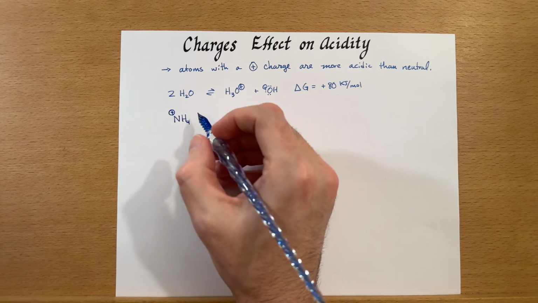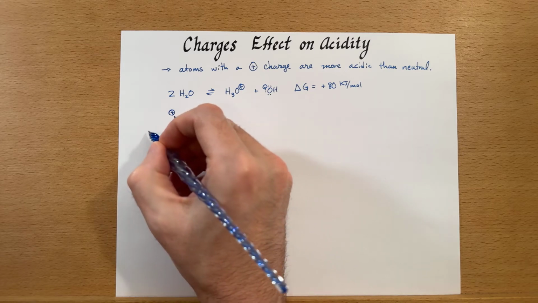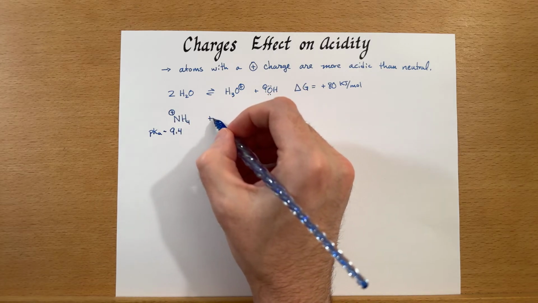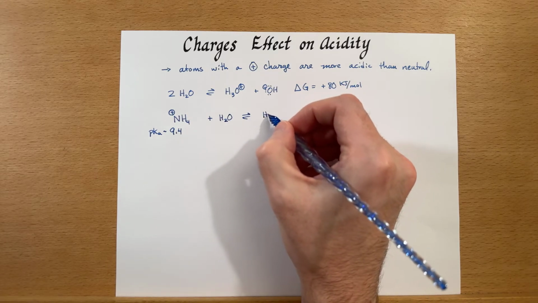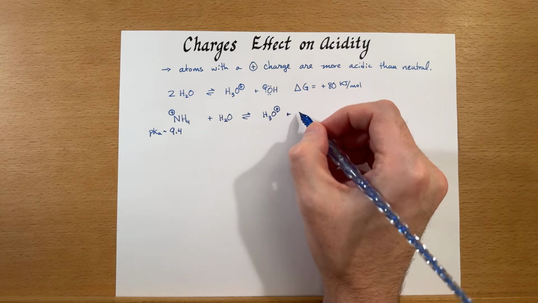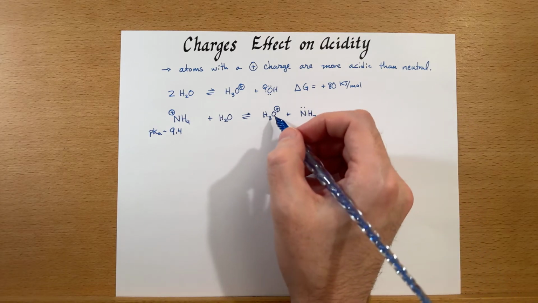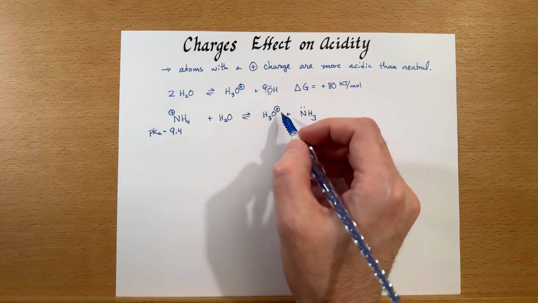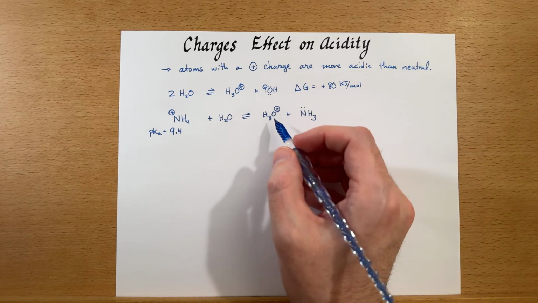So if we looked at the ammonium ion, which has a pKa of about 9.4, and we add water to that, we can generate the ammonia and the hydronium ion. So we have ammonium making hydronium. And this is a relatively favored process.